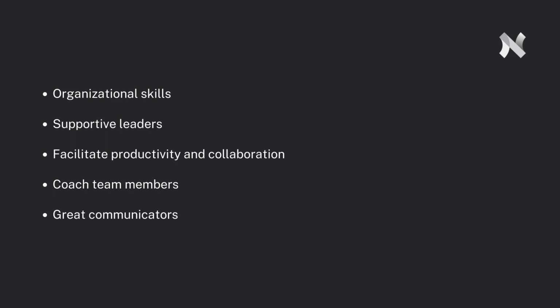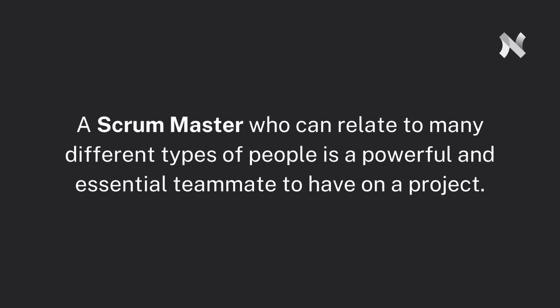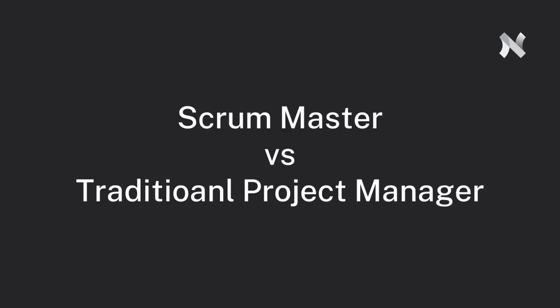Finally, Scrum Masters must be great communicators, particularly when it comes to stakeholders. Scrum Masters are experienced in engaging with diverse stakeholders who may have competing perspectives and styles. A Scrum Master who can relate to many different types of people is a powerful and essential teammate to have on a project. You're probably wondering if the role of a Scrum Master differs from a traditional project manager. The answer is yes. The two roles can be quite different, although they may be played by the same individual and require a similar skill set.